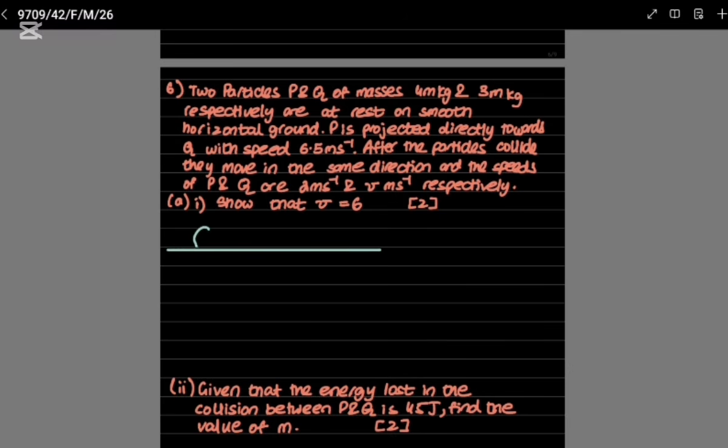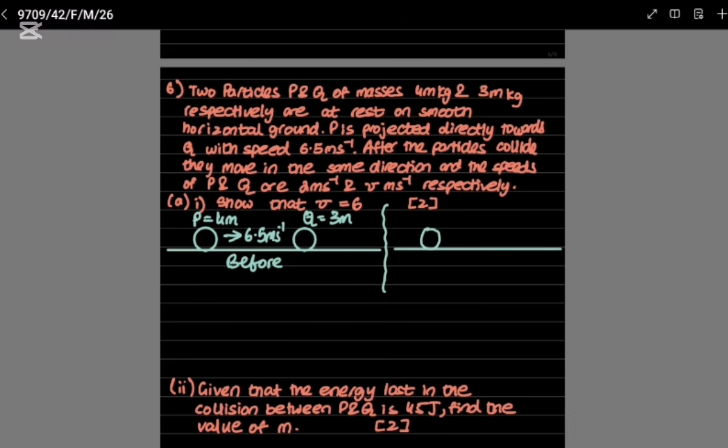So this is P. P is equal to 4m. And there is Q. Q is equal to 3m. They are initially at rest, but then P is projected with a speed of 6.5 meters per second. After the particles collide, they move in the same direction and the speeds of P and Q are 2 meters per second and v meters per second respectively. This is before. Now what about the after?